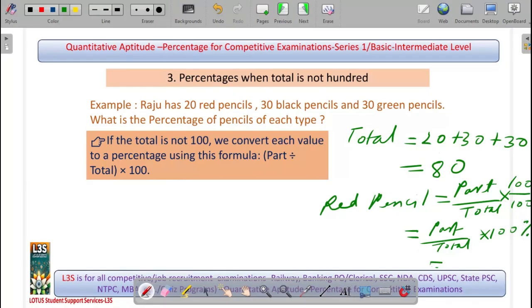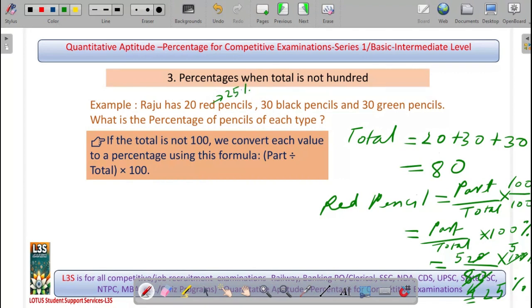So in this case the red pencil part is 20, then this is 80, then 100. If we simplify it, the zeros we can cancel, 4 2 4, then 5, then 4 into 5 is 20, so 5 5 is 25. So we'll get 25%. For the red pencil we got how much?